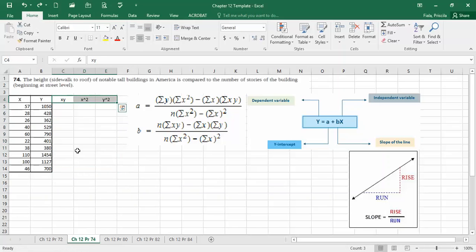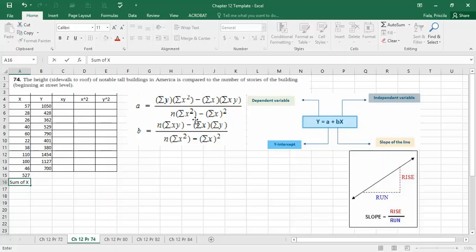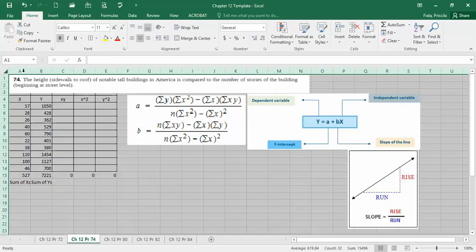All borders. What I'm going to do first is sum, so the sum of x, right? Then I'm just going to drag it here. You do not need to do this. I'm just going to show you, if you did not have the formulas and the data analysis, all the calculations you would have to do. So right here you have the sum of the y's. Okay.